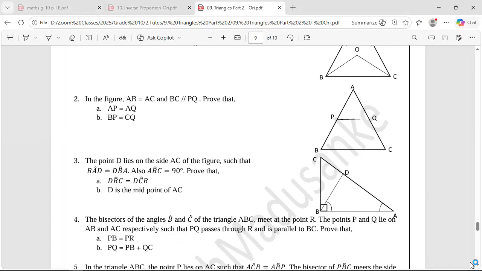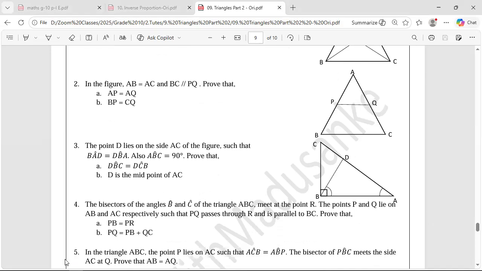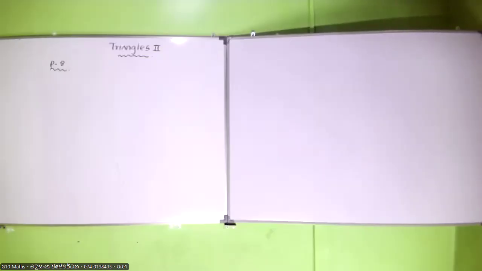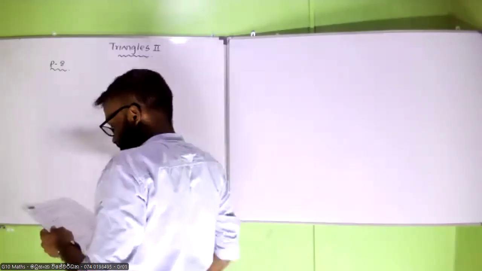Okay, try to do the third one. Third one. I'll give you until 8:42. I will give you until 8:42. Do this, then I will start discussing. Right, third one.